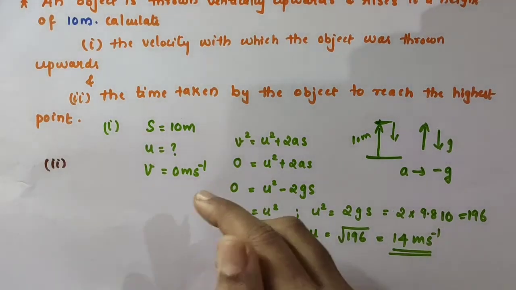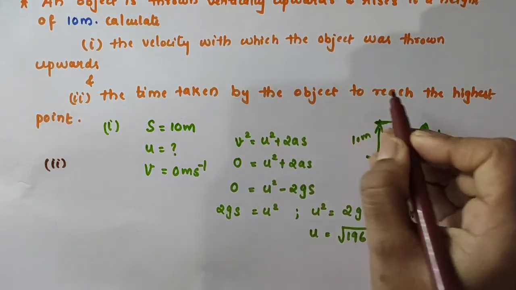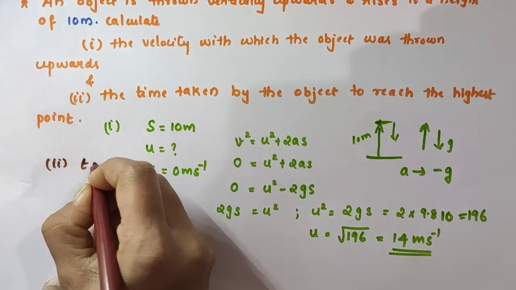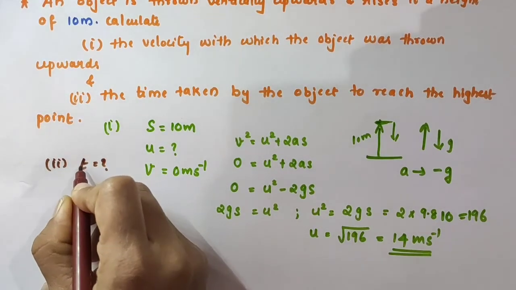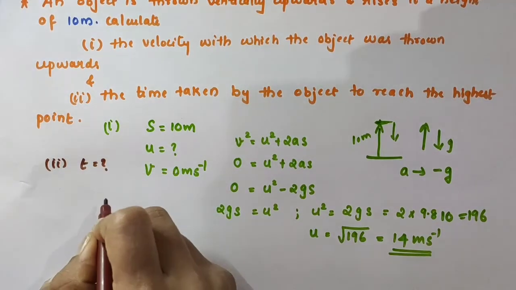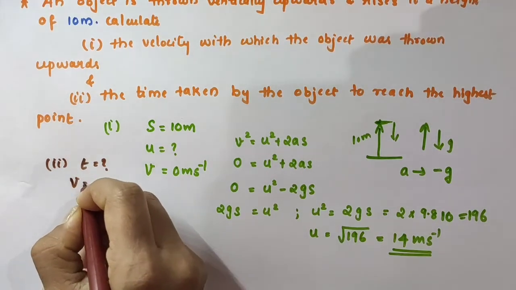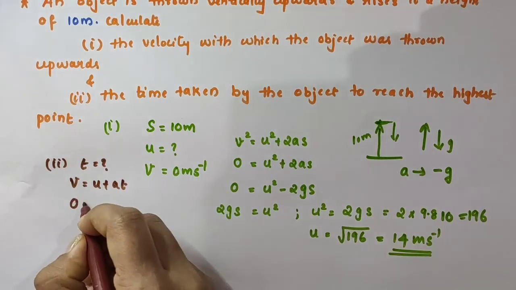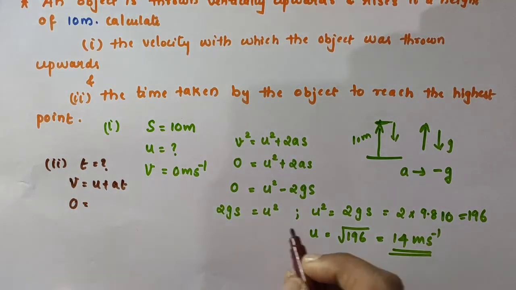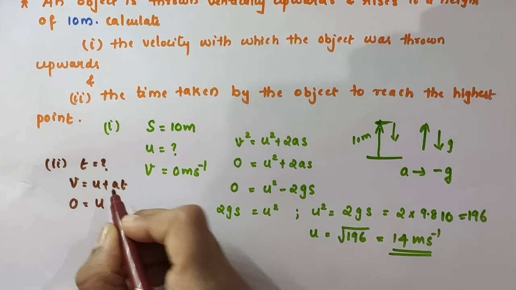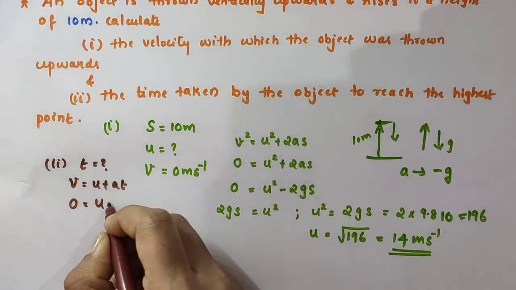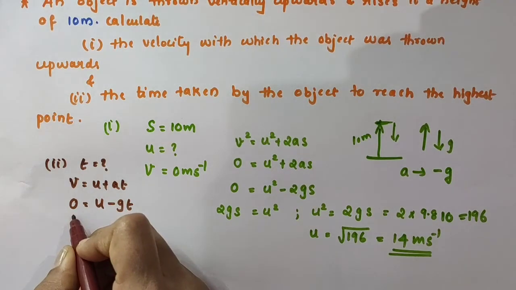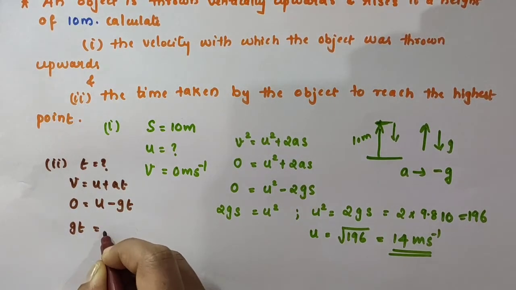Next, we want to calculate the time taken by the object to reach the highest point. For that we want to find this t, the time taken by the object to reach the highest point. For that I am considering the equation v is equal to u plus at. V is equal to 0 here. Then u, then a can be replaced by minus g. So minus g into t. I am taking this minus gt to this side, which becomes plus gt. This is equal to u.